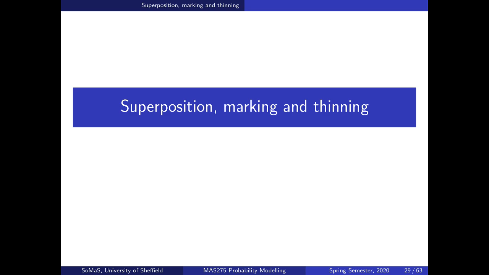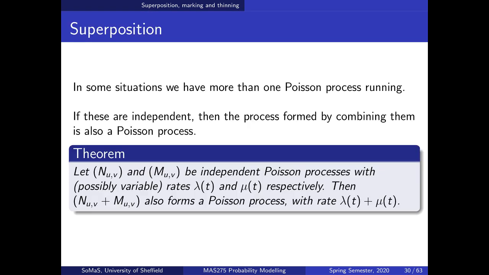Then we talked about superposition, marking, and thinning. So superposition is just that when you add two independent Poisson processes, then you get a new Poisson process with rate being the sum of the rates of both the first ones. So you can add up independent Poisson processes, but the independence assumption is crucial, so don't forget that.